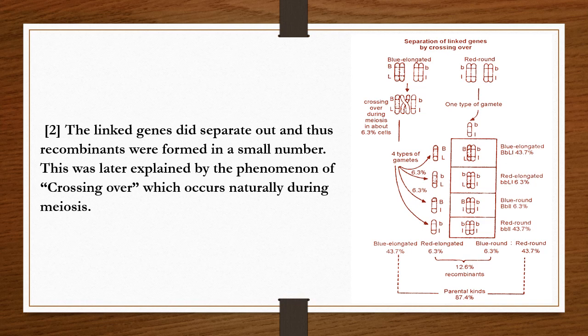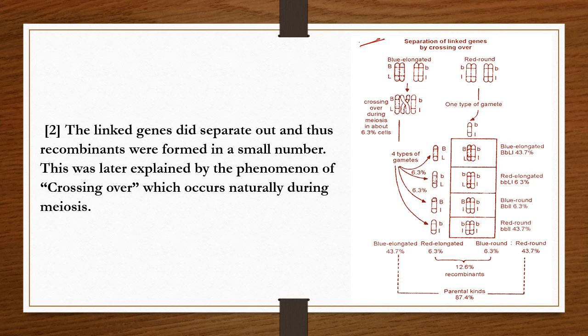In the previous slide we discussed complete linkage. Now here it is incomplete linkage, where the linked genes separate. When the distance between the linked genes is more, they are easy to separate. How do they separate? Through crossing over. That is represented here.